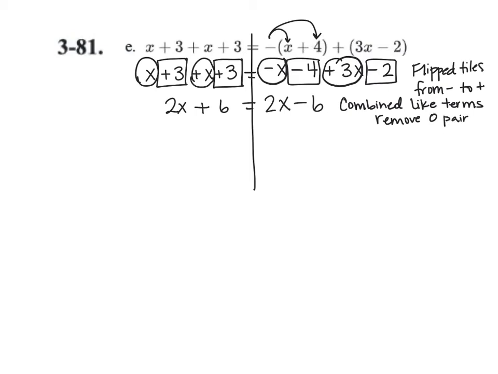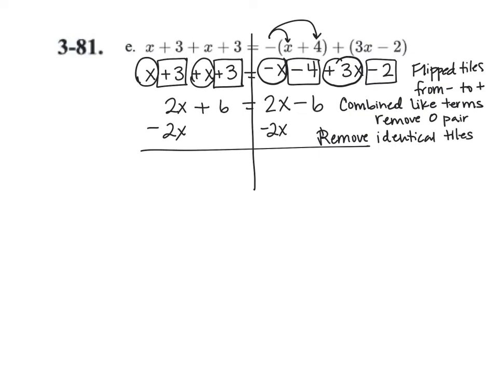All right, now I have 2x plus 6 on the left and 2x minus 6 on the right. I can remove identical tiles from the left and from the right. So I can remove 2x tiles from the left and from the right. So I remove my identical tiles next. And now all I'm left with is 6 positive unit tiles on the left and 6 negative unit tiles on the right. So here, again, I have no x left in the equation.